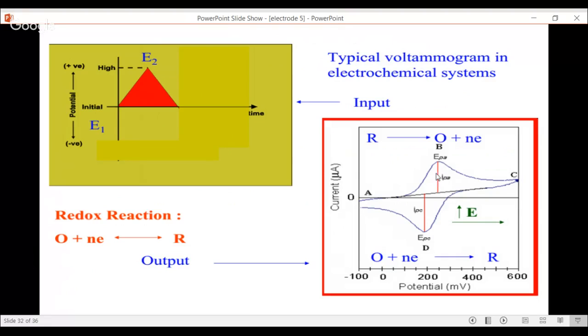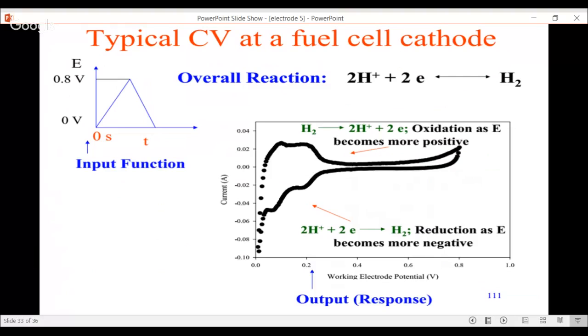If it is a reversible reaction, then the current, the E forward, E backward, or E oxidation, E reduction, all those things have to be a certain value. We will come to all those values. The shift in the peak positions must be 59 millivolts if it is a reversible system or a one electron system. So we will see all those things later.